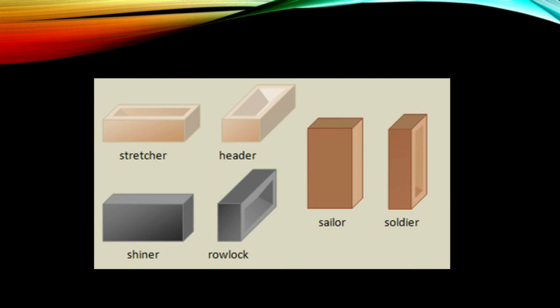The next is the header, if the brick is turned so that the end shows with the 3 3/4 high along the course. The next is the rowlock, if the brick is then turned 90 degrees so that the 2 1/4 inches side lies along the course. The last two are the shiner and the sailor. The two other positions in which a brick may be placed in a wall are not often used.